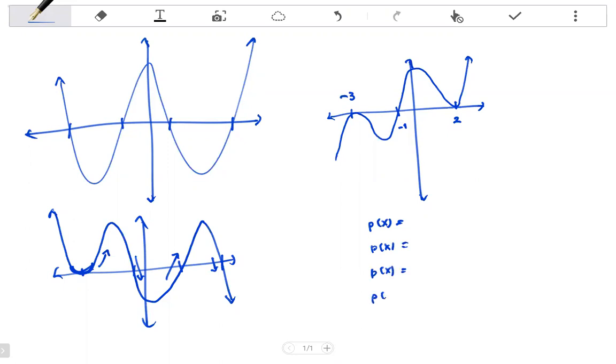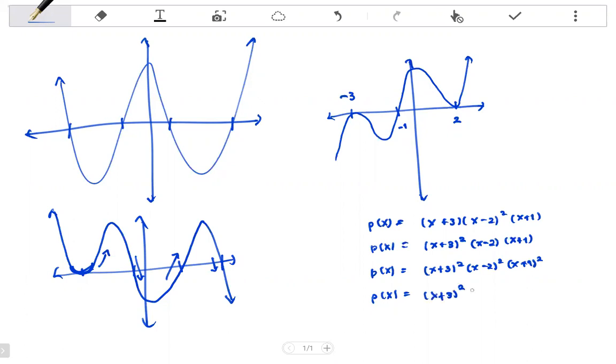Our first option is x plus 3 times x minus 2 squared and x plus 1. Our second option is x plus 3 squared, x minus 2, and x plus 1. Our third option is x plus 3 squared, x minus 2 squared, and x plus 1 squared. And our last option is x plus 3 squared, x minus 2 squared, and x plus 1.